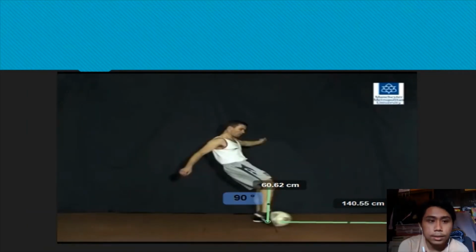Okay, the next is the second part of the task analysis for shooting. When the subject is making the shot, as you can see, the angle of the leg is 90 degrees and the ball is 140.55 cm away from the starting position of the subject of shooting.